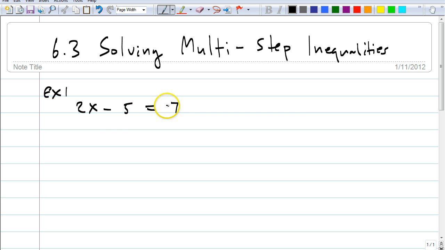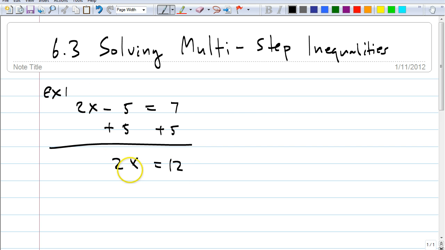So you got -5 over here, plus positive 7. So let's get rid of that -5. How do I get rid of the -5 on the left side? You add 5 to both sides. When I do this, what do I get? So when I add 5, I get 12 on the right side. What about on the left side? 2x is the only thing that's left.